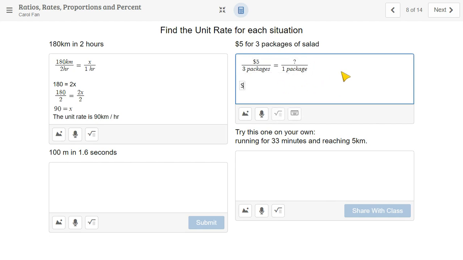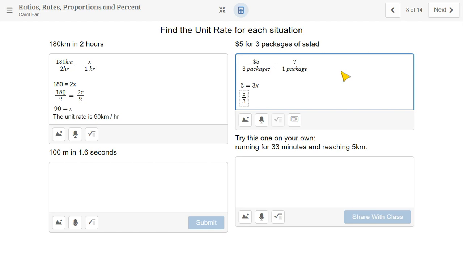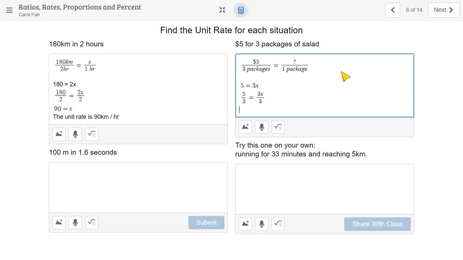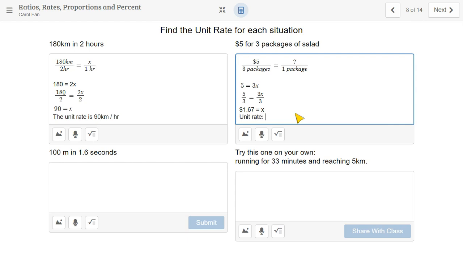Let's cross multiply. So we have 5 times 1 is equal to 3x. Divide both sides by 3. So 5 over 3 is equal to 3x over 3. Put that into your calculator. $1.67. And that's a rounded answer. It would have been 1.666 repeating. So I've rounded it to the nearest cent, equal to x. So our unit rate is $1.67 per package of salad.